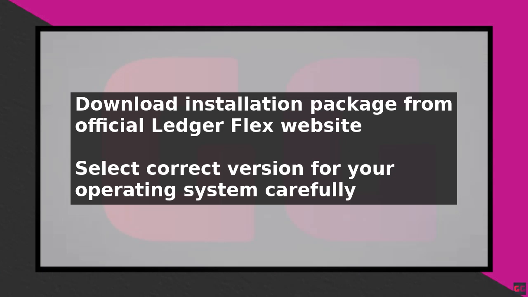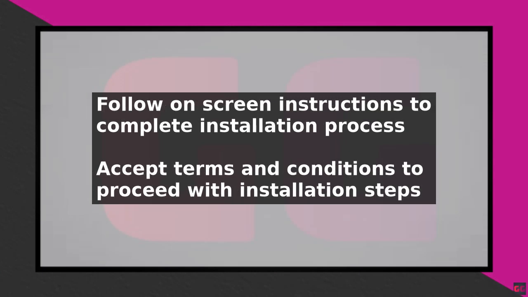Choose the installation location, and select any additional components you want to install. After completing the installation, launch Ledger Flex and follow the setup wizard to configure the application. This includes setting up your user account, selecting the desired currency, and configuring any additional settings.